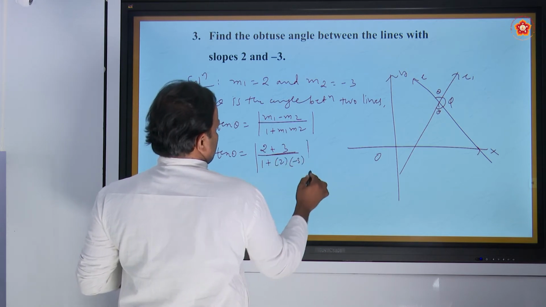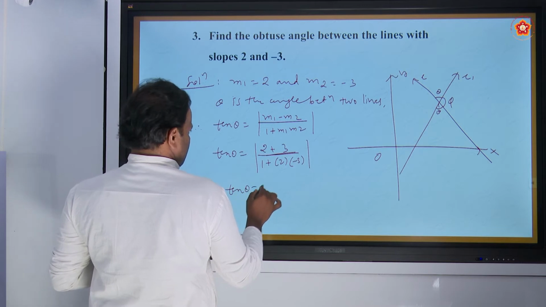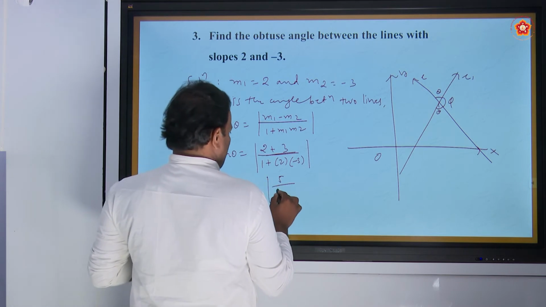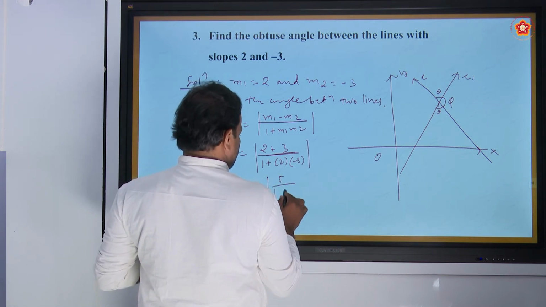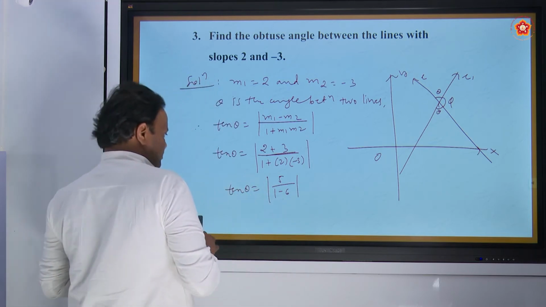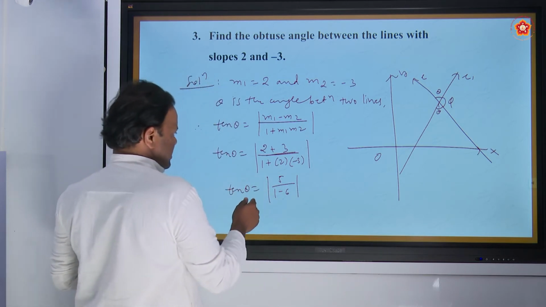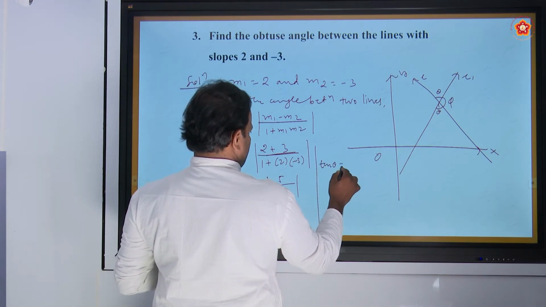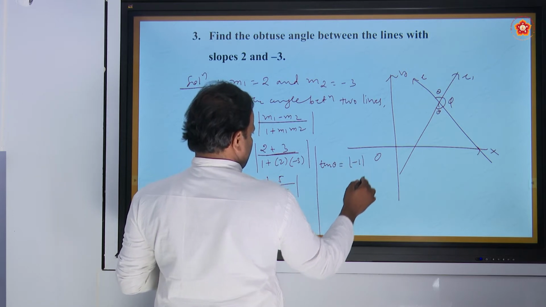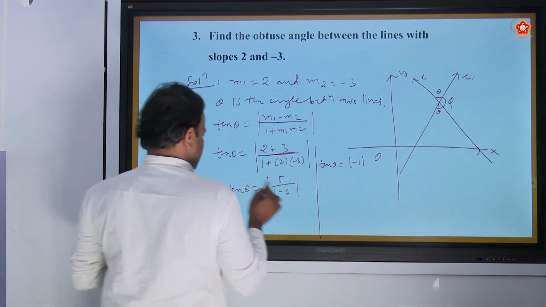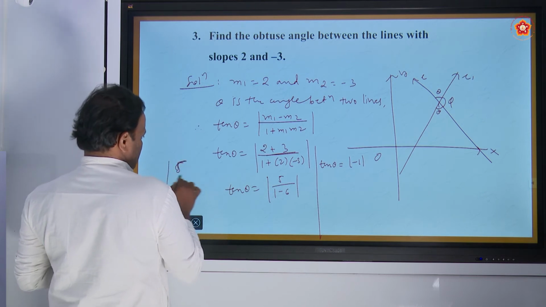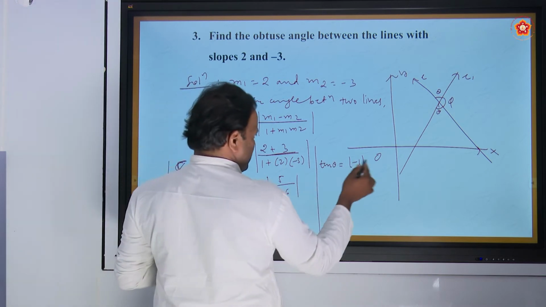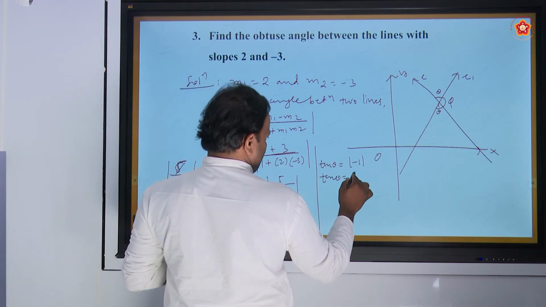This is 1 plus m1, 2, m2 is -3. Simplification. Tan theta is equal to 2 plus 3 is 5, correct. So, 1 as it is, 2 threes are minus 6, the multiplication is minus 6. What happened here? Simplification, tan theta is equal to mod of minus 1, correct. 5 by minus 5. 1 minus 6 is minus 5, the 5s get cancelled, this is minus 1. Remove the mod, tan theta is equal to 1.